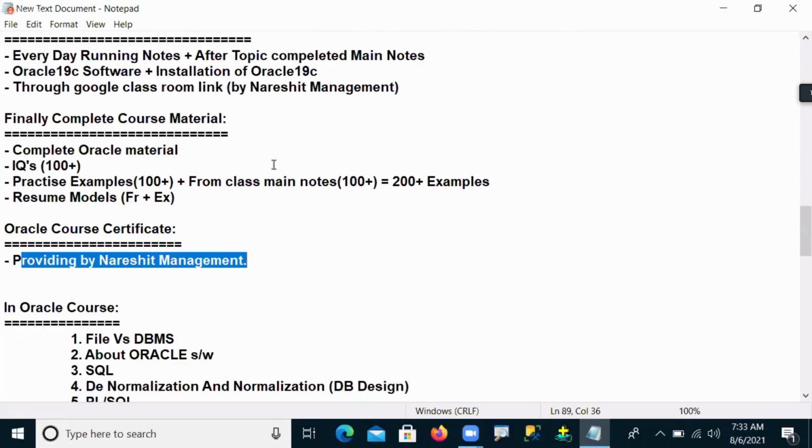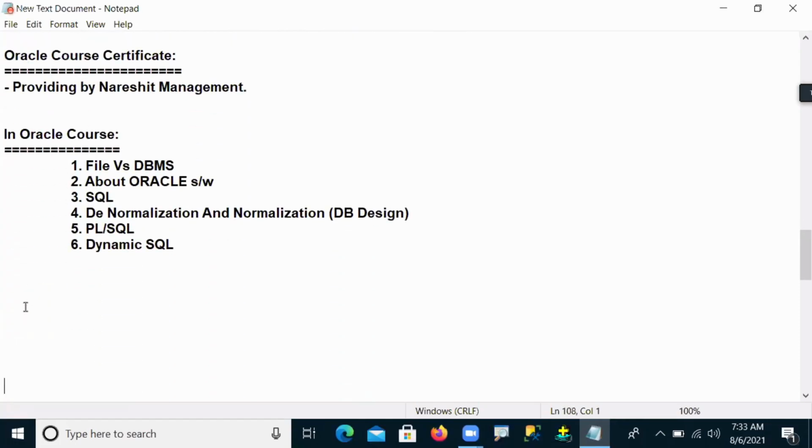Later on, this is your Oracle course syllabus. The first one is file versus DBMS. We will discuss what DBMS is, what files are, the differences, the drawbacks of files, and how to overcome those drawbacks by using DBMS. And later we discuss Oracle software: the installations, the versions, and the client-server architectures. All these kinds of things we will discuss in this.